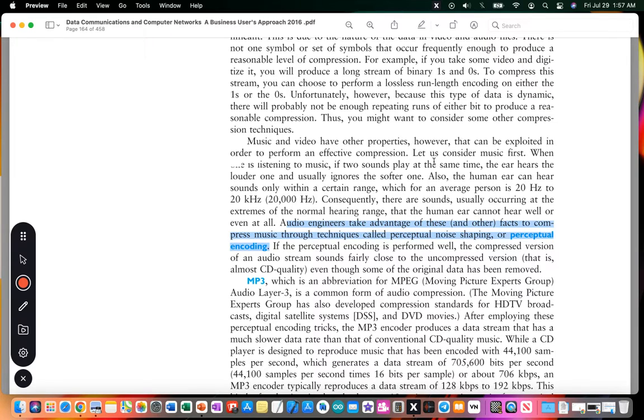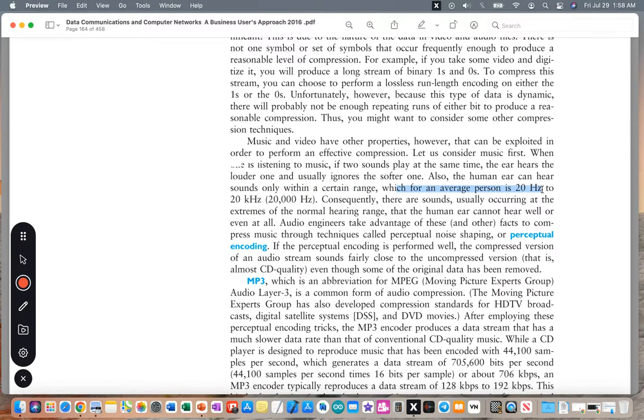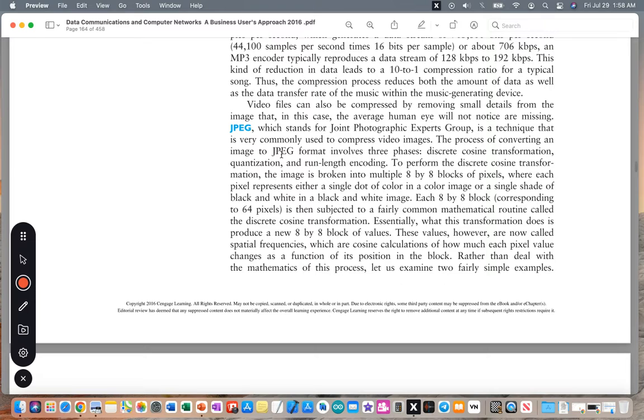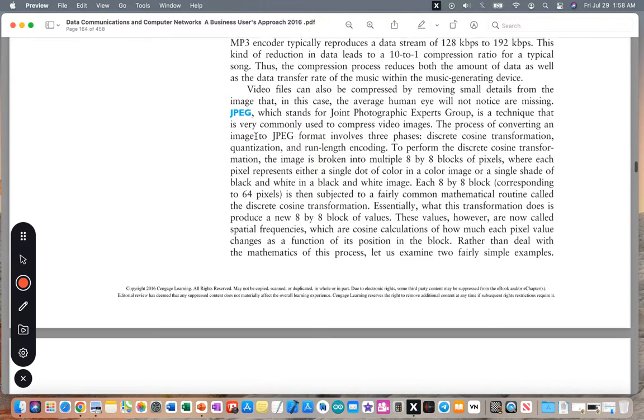So in music and audio data, if two sounds play at the same time, the ear hears the louder one and usually ignores the softer one. Also, the human ear can hear sounds only within a certain range, on average from 20 hertz to 20 kilohertz, so 20 hertz to 20,000 hertz. Consequently, there are sounds occurring in the extremes of the normal hearing range that a human ear cannot hear well or even at all. So they took advantage of this phenomenon and did the perceptual encoding, and MP3 is one example. And JPEG is another example.